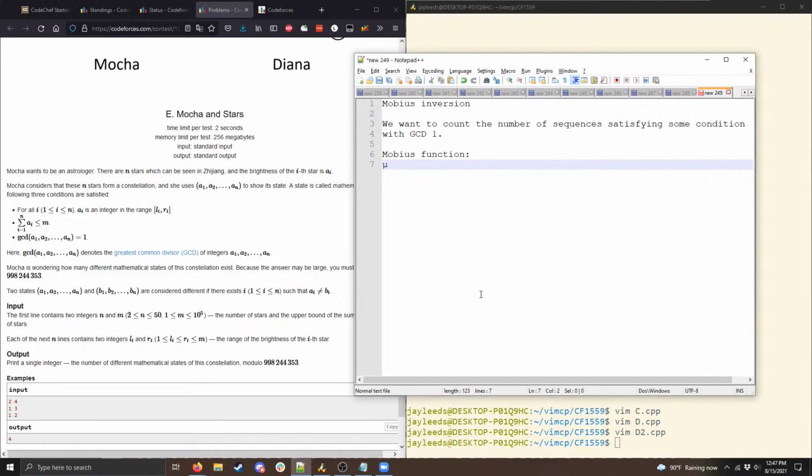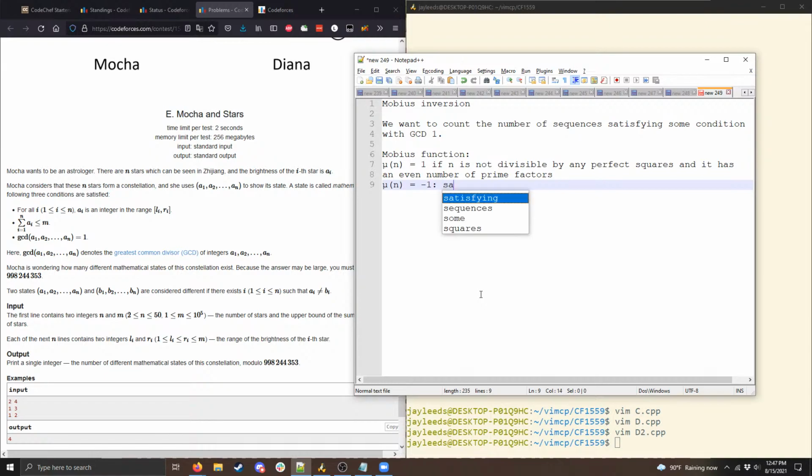Okay, so for all n, mu of n is equal to 1 if n is not divisible by any perfect squares and it has an even number of prime factors. The case where mu of n is -1 is the same except with an odd number of prime factors, and mu of n is 0 if n is divisible by a square. And the reason this function is useful, I'm not going to go into the proof, but it's really similar to the principle of inclusion and exclusion.